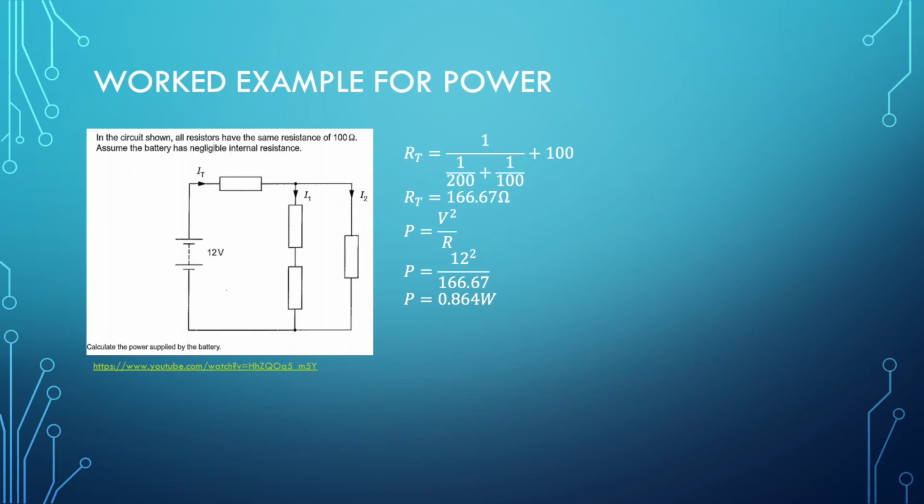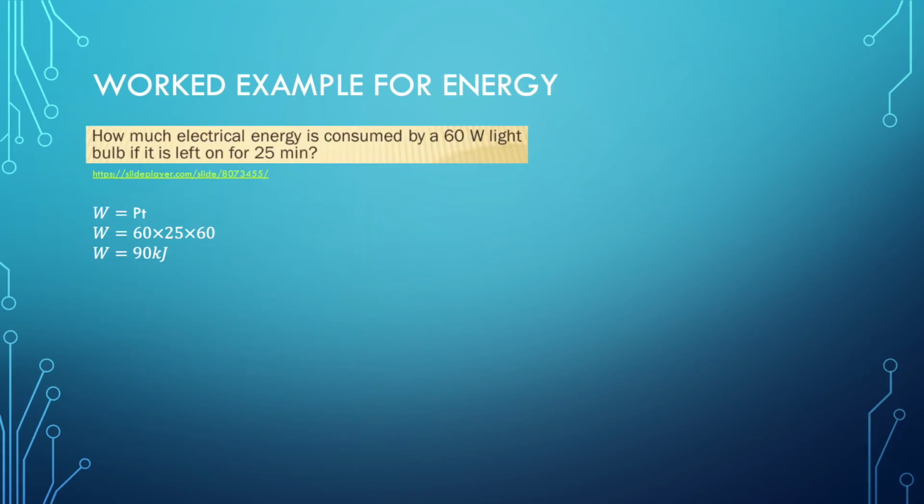0.864 watts. The second example requires the electrical energy consumed by a light to be calculated. The time firstly needs to be converted to seconds, and this is done by multiplying 25 minutes by 60 seconds. Then substituting all the values into work equals power multiplied by time, this gives an energy of 90 kilojoules.